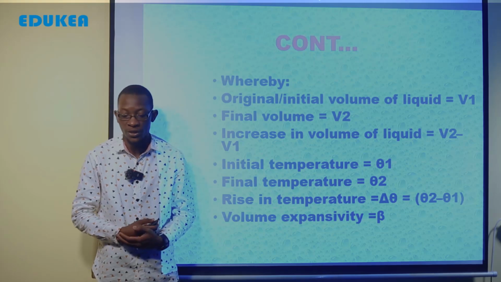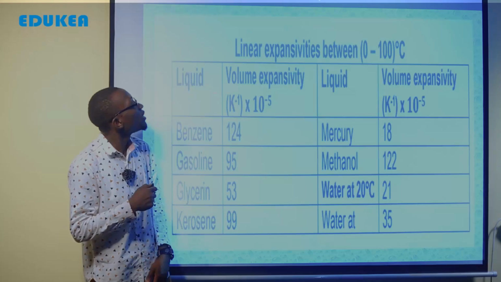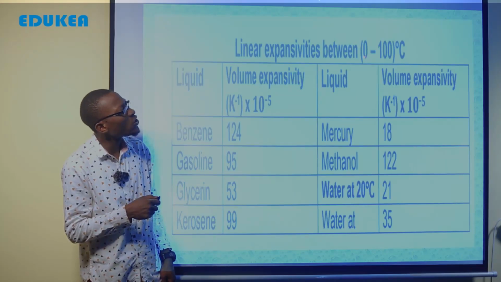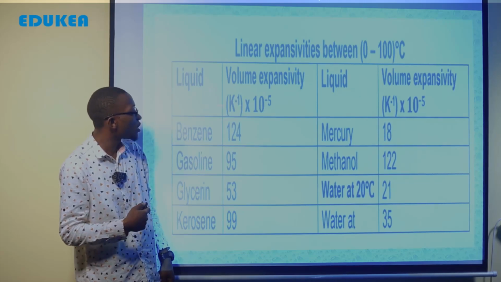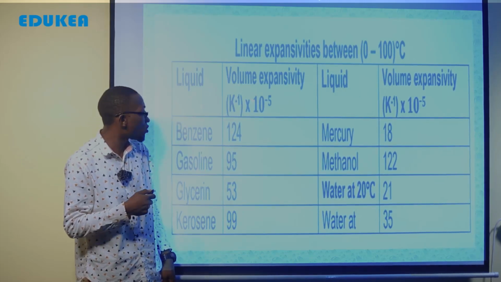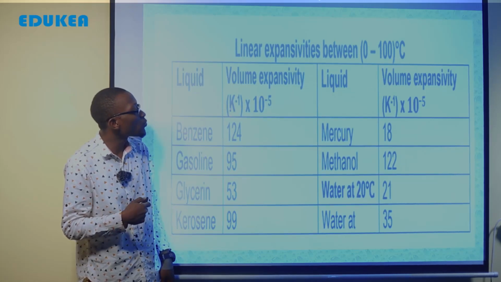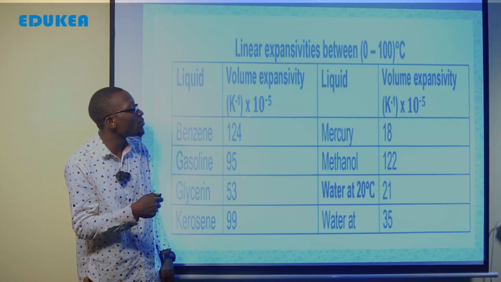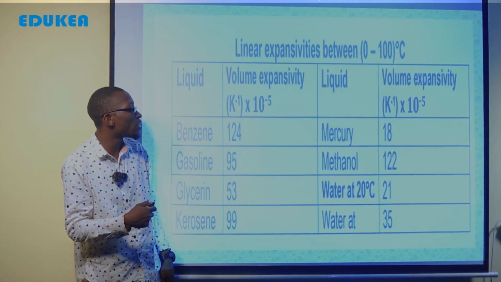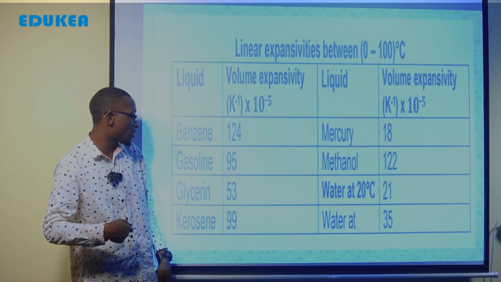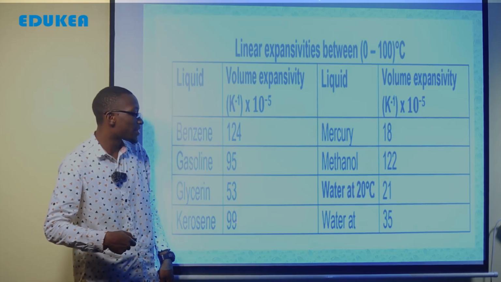So in linear expansivity between 0 to 100 degrees Celsius, for liquids, we have these volumes of expansivity. For example, benzene has a volume expansivity of 124 times 10^-5. Gasoline is 95 times 10^-5, glycerin is 53 times 10^-5, kerosene is 99 times 10^-5, and mercury is 18 times 10^-5.